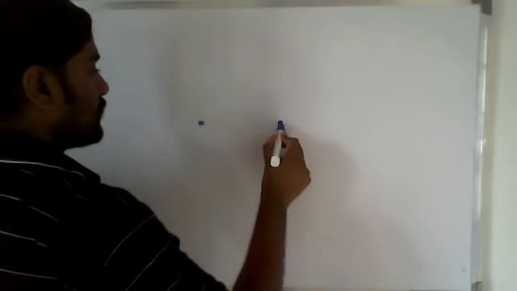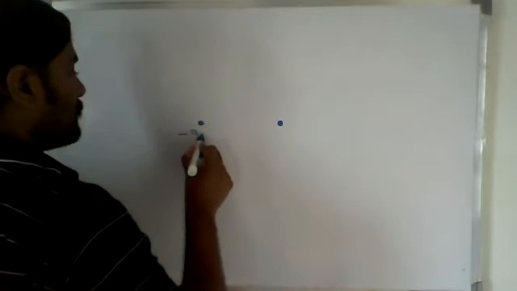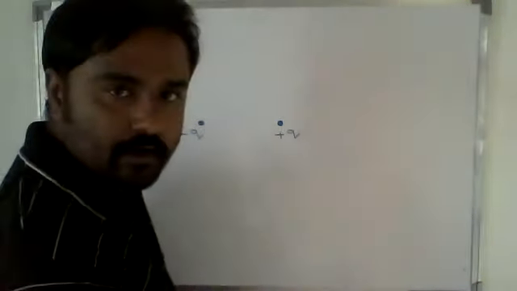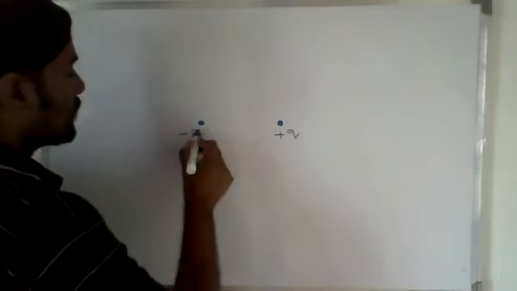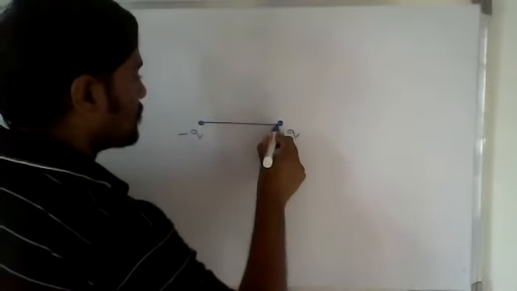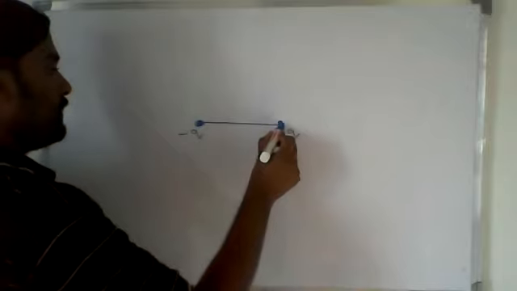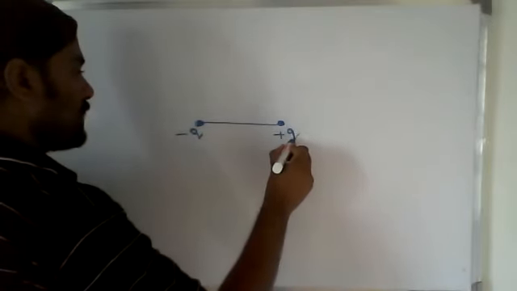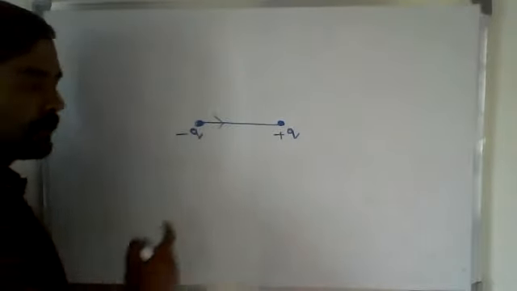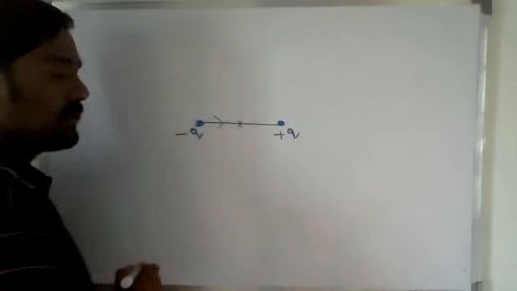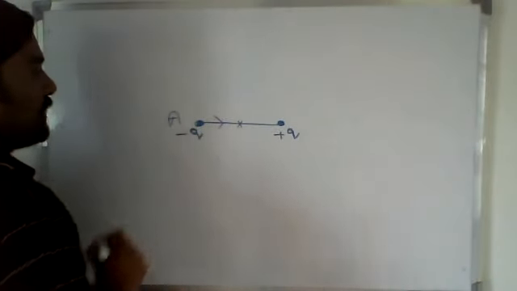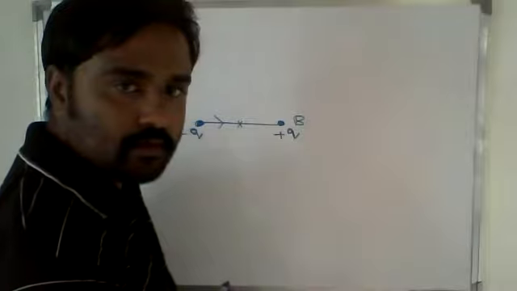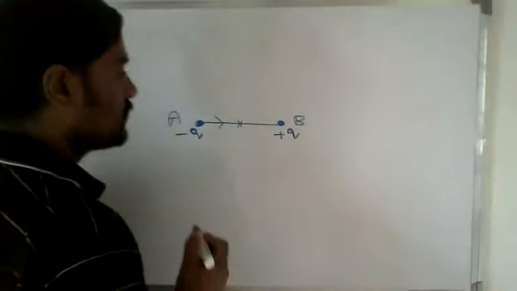an electric dipole. What is the meaning of electric dipole? A pair of equal and opposite charges separated by a small vector distance. Okay, so this is the electric dipole. This is the center of the electric dipole. A is the location of minus Q. B is the location of plus Q.